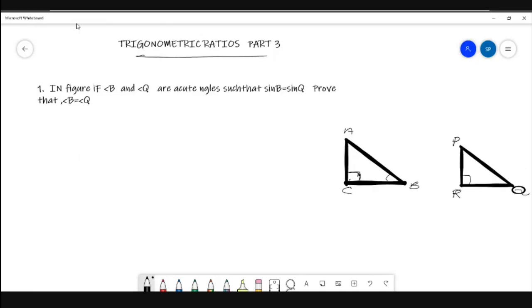PRQ. Here it's given that sin B equal to sin Q. So let us start with, in triangle ACB, with respect to angle B, sin B equal to, what is sin B? Opposite side divided by hypotenuse. So it is AC divided by AB. Yes, here with respect to B, the opposite side is AC and the hypotenuse is AB. So sin B is AC by AB. Now we'll write what is sin Q in triangle PQR.